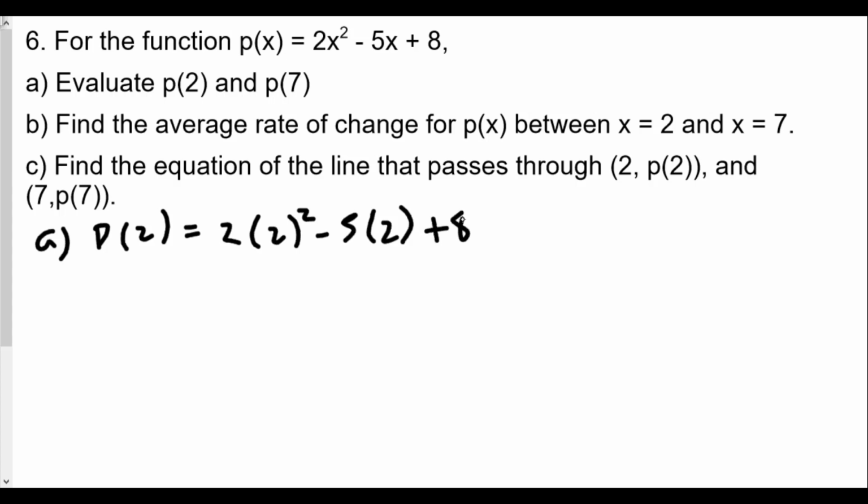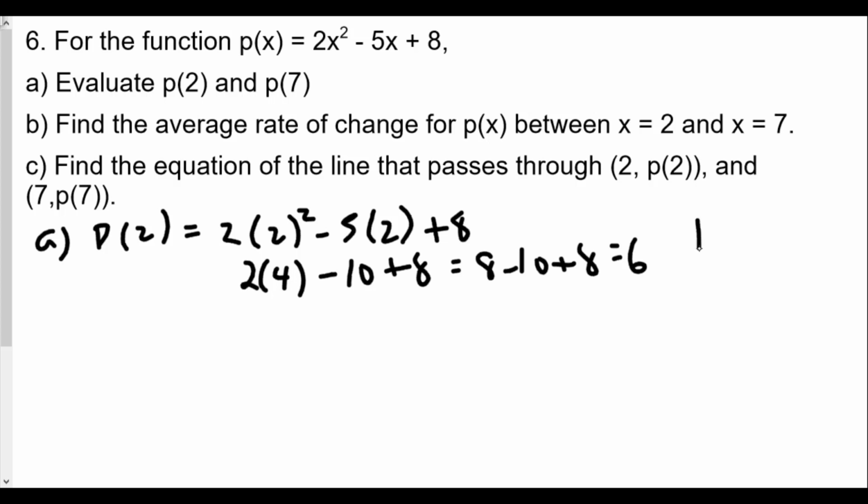And we know in this case 2 squared is 4, so 2 times 4. Negative 5 times 2 is negative 10 plus 8. So we're going to get in this case 8 minus 10 plus 8 equals 6. So we will say p of 2 equals 6. Put a little box around that. You need to show all the work here, ladies and gentlemen. I know some of you are going to be using a calculator to evaluate some of these things, but you have to show what you're going to be plugging into the calculator.